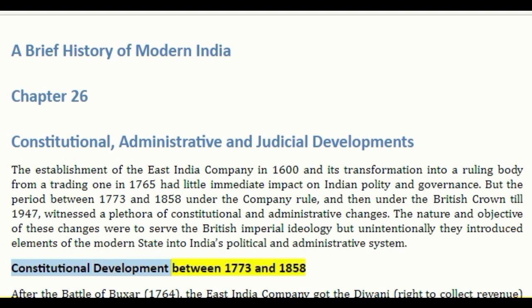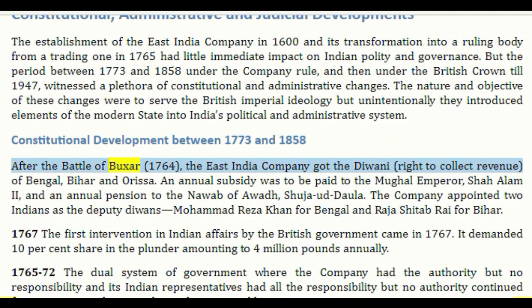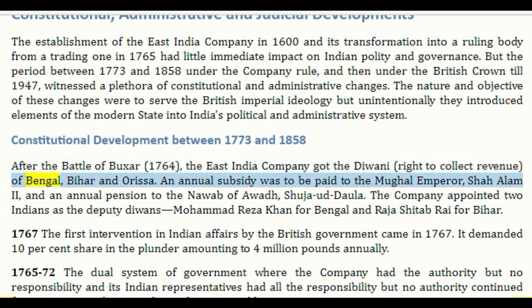Constitutional development between 1773 and 1858. After the Battle of Buxar, 1764, the East India Company got the Diwani, the right to collect revenue, of Bengal, Bihar and Orissa. An annual subsidy was to be paid to the Mughal Emperor, Shah Alam II, and an annual pension to the Nawab of Awadh, Shuja-ud-Daula. The Company appointed two Indians as the deputy Diwans, Muhammad Reza Khan for Bengal and Raja Shitab Rai for Bihar.